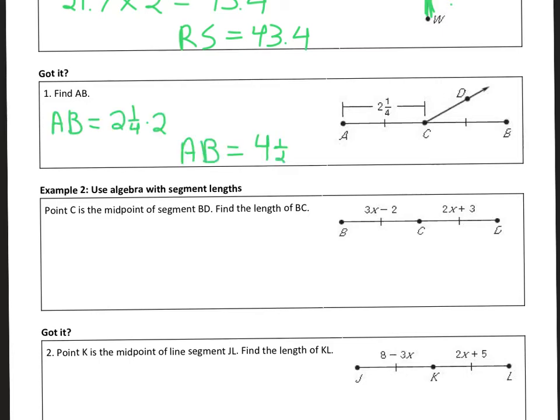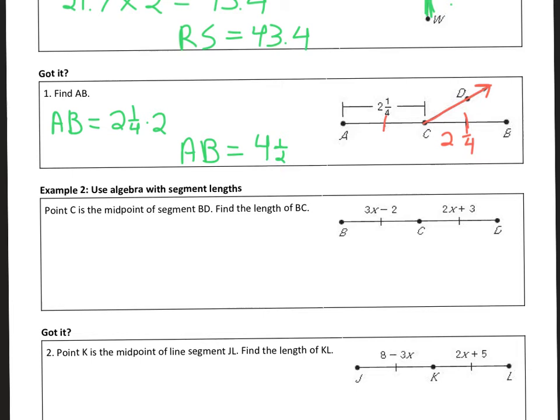Okay, so for number 1, we're finding the length of AB. Much like the last problem, we have this ray CD. That ray is bisecting AB, meaning C is the midpoint. So that tells us that AC and CB are the same length. You see these little hash marks here? Those tell us that AC and CB are the same length, meaning I can say CB is also 2¼ units long. Me knowing that, I basically just double the length of AC to get the length of AB.